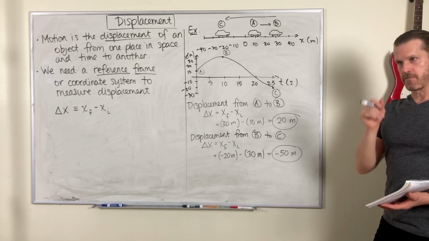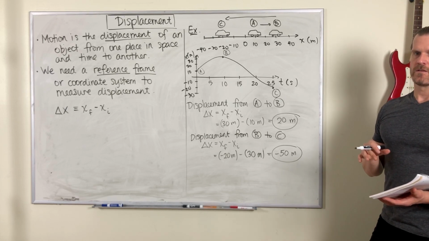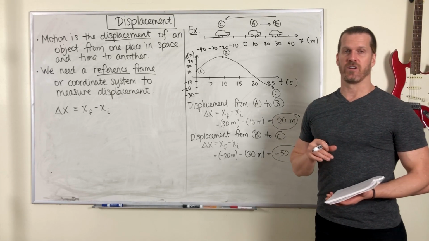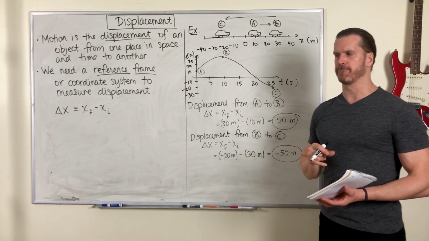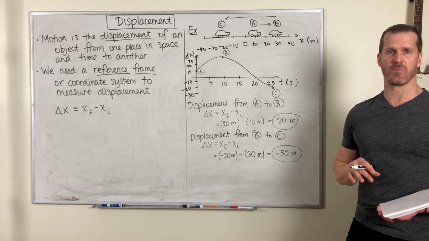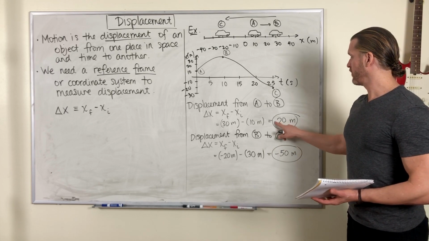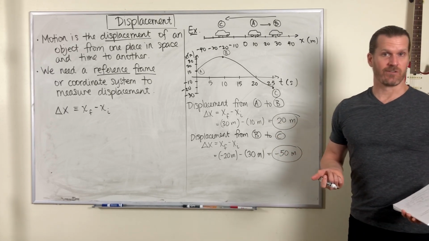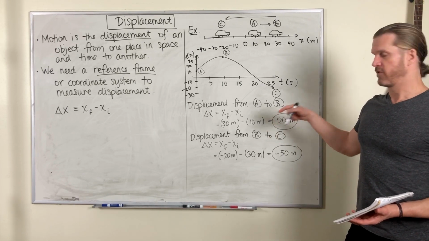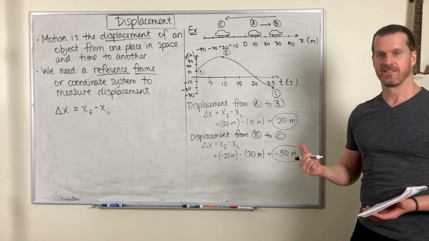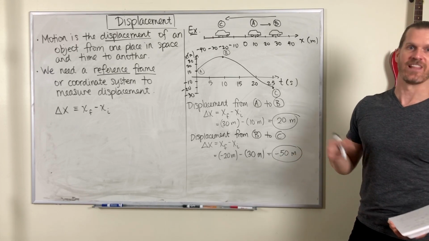In physics, negative and positive almost always correspond to a direction. So this is a little different interpretation of negative and positive numbers than you may have learned in math class. This is really a vector. The fact that this is positive 20 meters means 20 meters to the right. Negative 50 meters means 50 meters to the left.